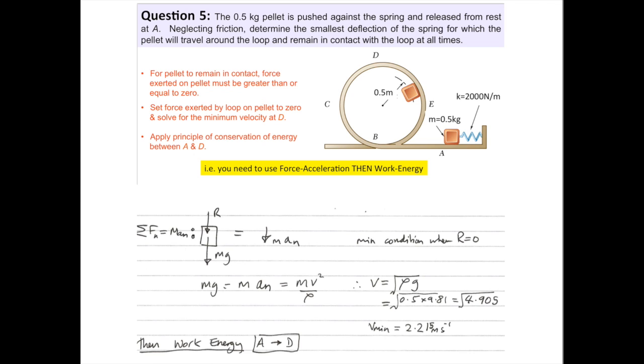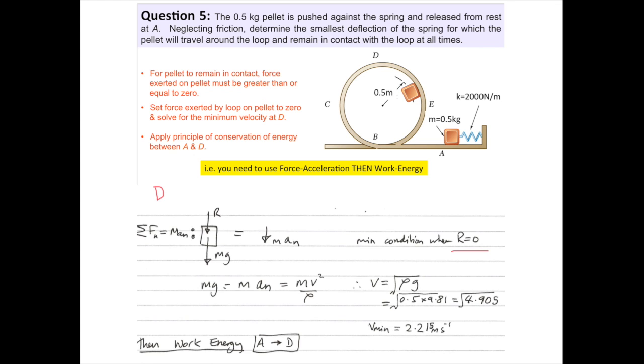So we have to consider the case at the top of the loop, D. We're going to consider the case where it just loses contact with the surface, and at the point where it loses contact with the surface, its reaction force, so the surface force on the object, is going to be zero.